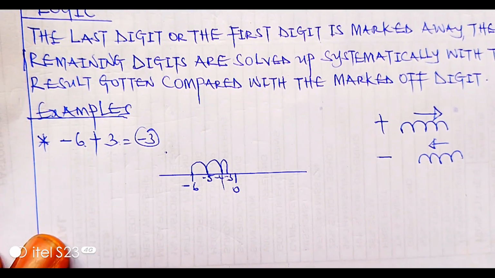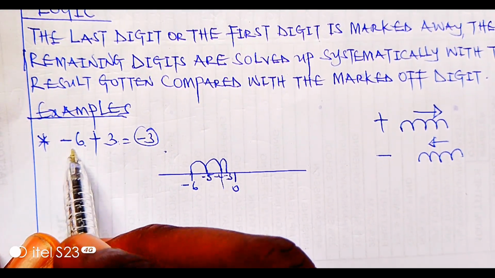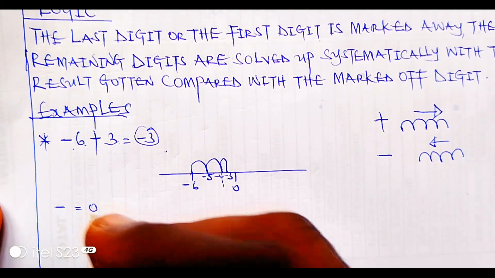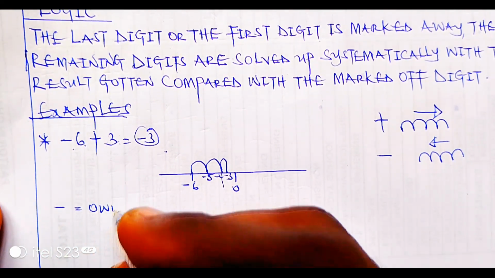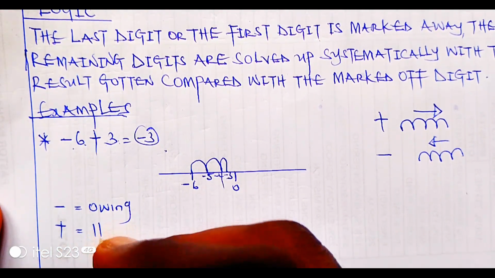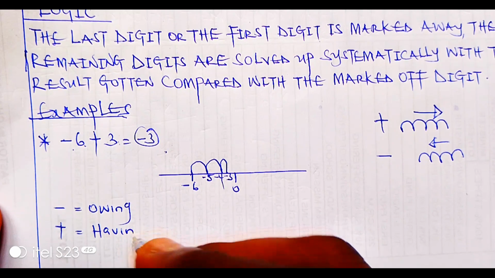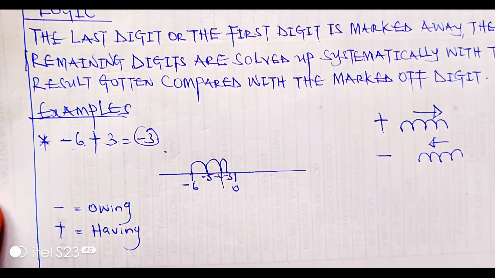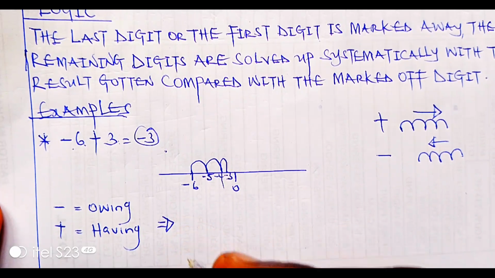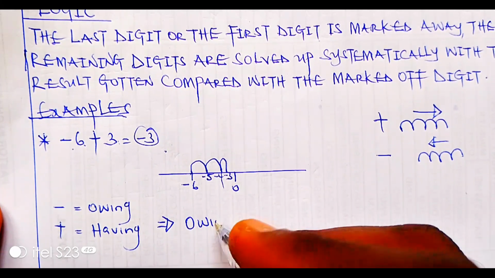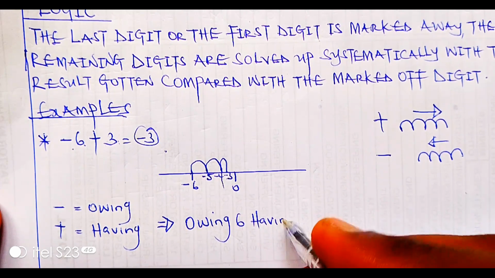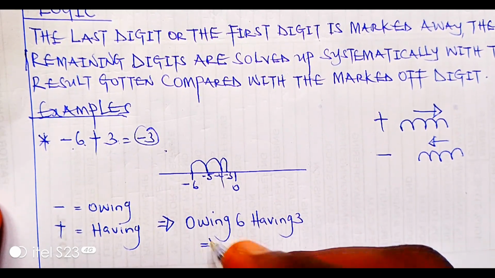Or there's another way you can go about it. I always tell people that minus means you are owing. Plus means you are having. Minus means you are owing. So minus 6 plus 3 simply means owing 6, having 3.